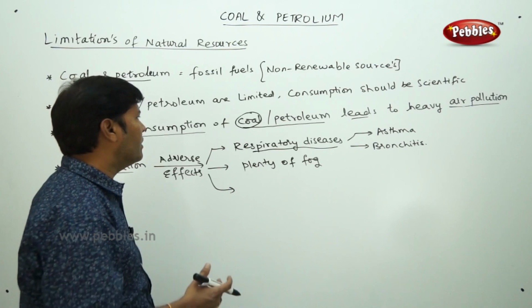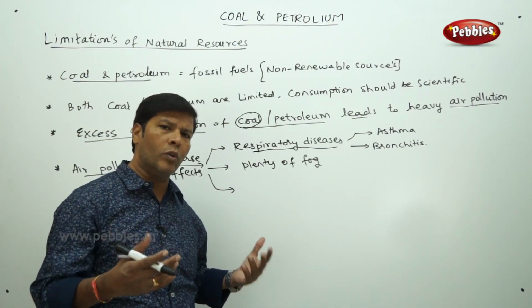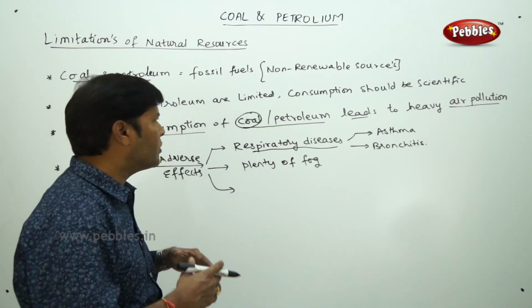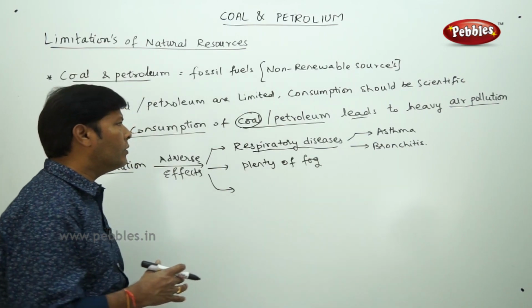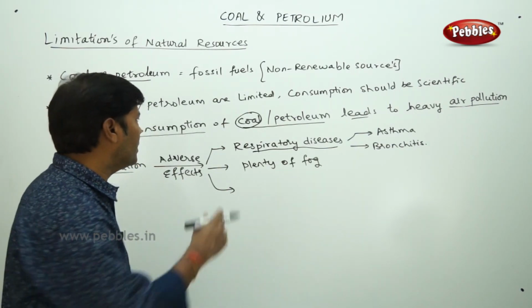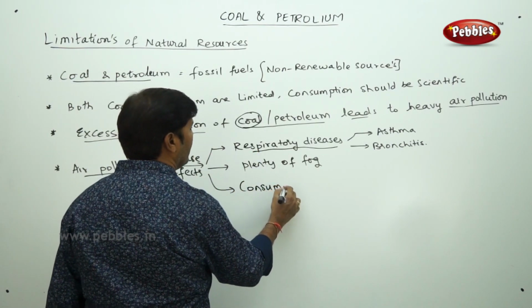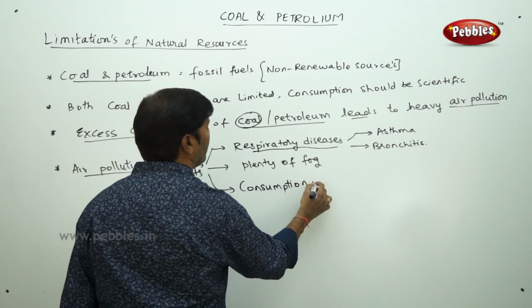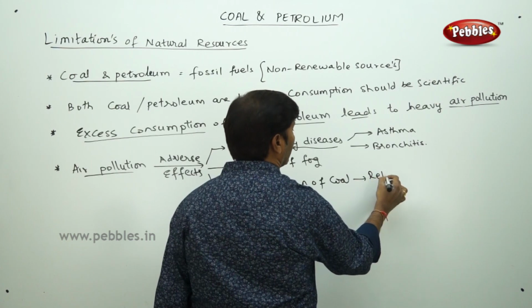These smoke particles in the form of colloids diffuse into the air, and they form aerosols. And these aerosols obstruct the clean layer of the atmosphere, and they completely pollute the environment. And apart from that, consumption of coal releases carbon dioxide.